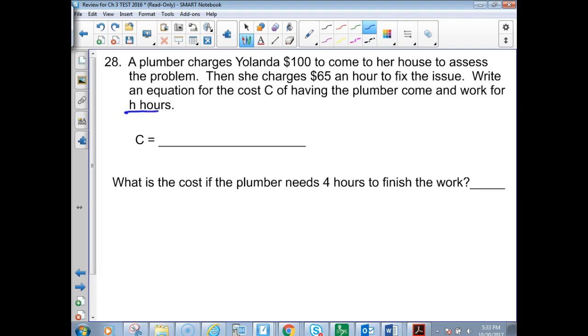So every hour that person is going to get $65. So she's getting 65 times every hour. But not only that, she has charged you $100 to show up. I wish I had that. That's going to make some pretty good money.